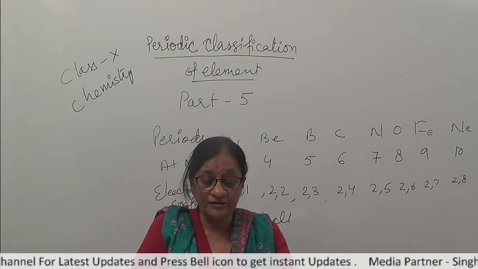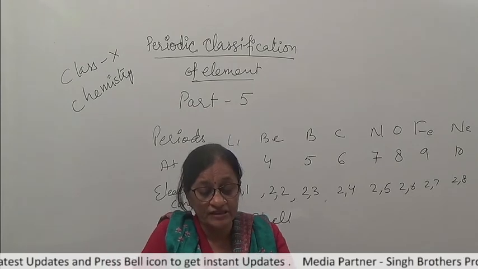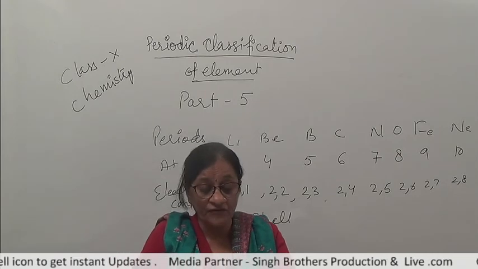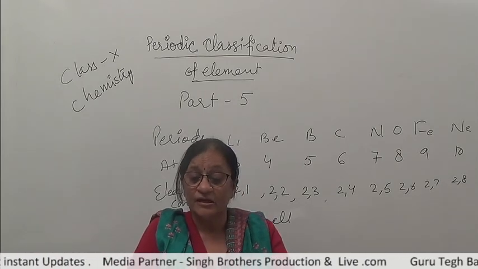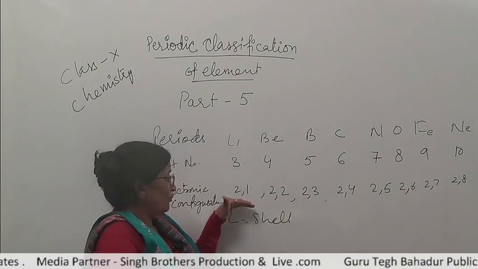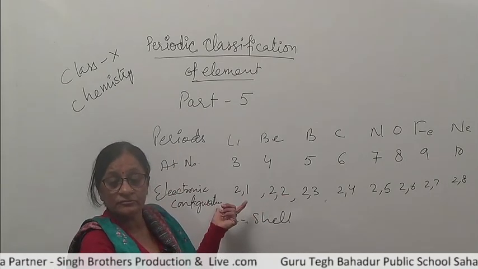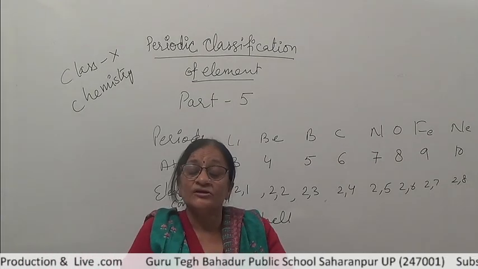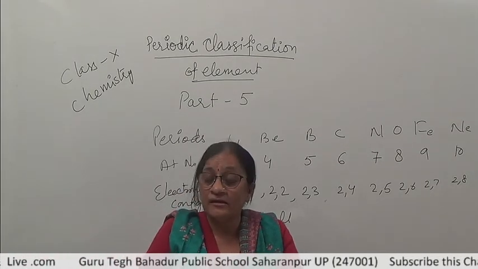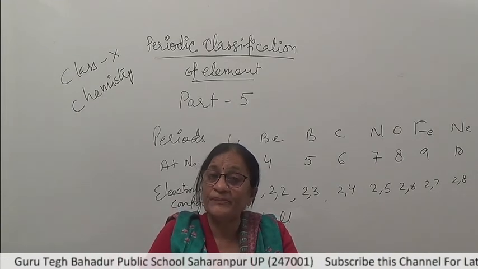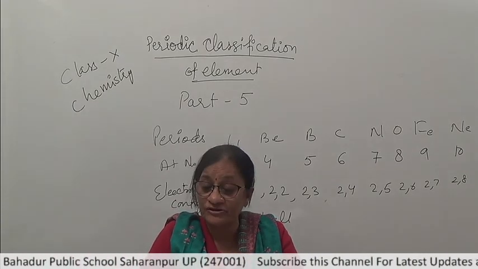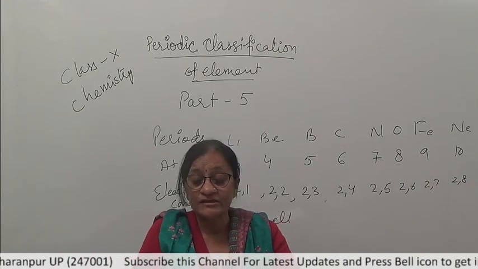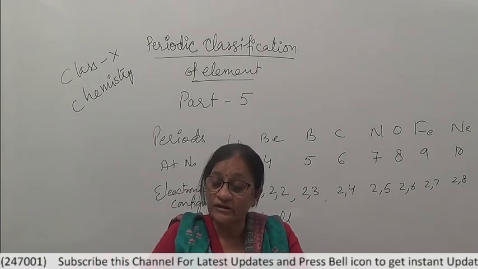So in this period, the K shell of the atoms of each element contains 2 electrons, and the L shell of each atom is filled by electrons in increasing order of atomic number. So the number of elements accommodated in a period depends upon the maximum number of electrons which can be accommodated in the various shells, K, L, M, N of the atom.